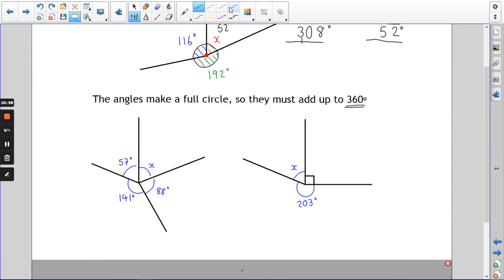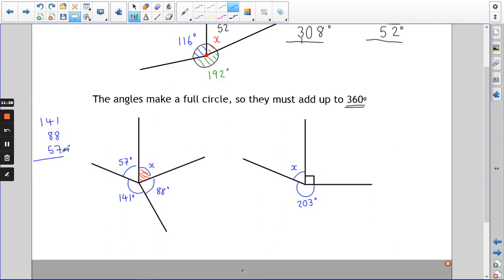Okay, for the question on the left then. So this is the one we're working out. And we've got 3 other angles given to us. So we'll have to start by adding up those 3 other angles. So 141, 88, and 57. Make sure you've got your columns lined up. So units with units, tens with tens, and hundreds, if there were any others, lined up as well.